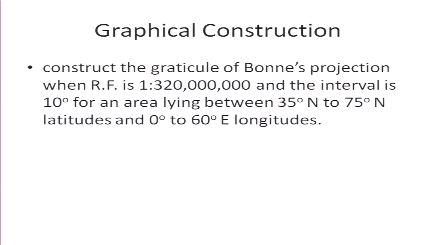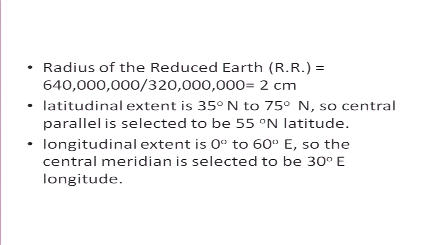Suppose you get a question like: construct the graticule of Bonne's projection when the RF is 1:320 million and the interval is 10 degrees, for an area lying between 35 degrees north to 75 degrees north latitude, and the longitudinal extent is given as 0 to 60 degrees east longitude. The radius of Earth is 6,400 kilometers.